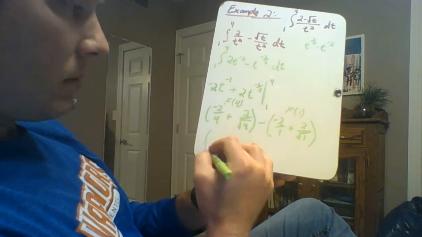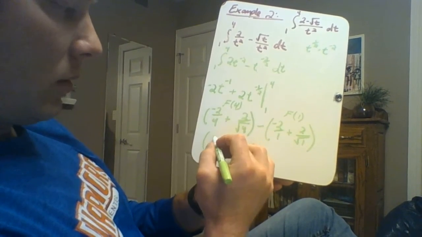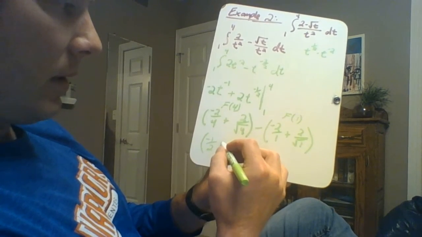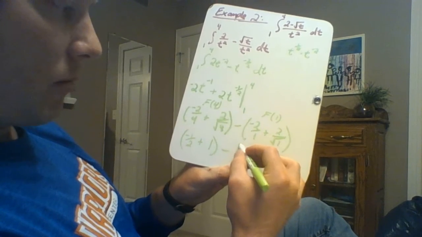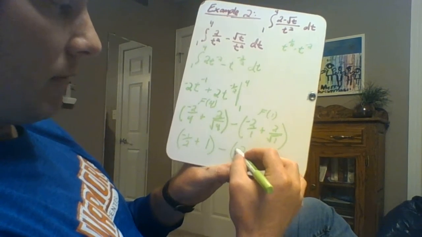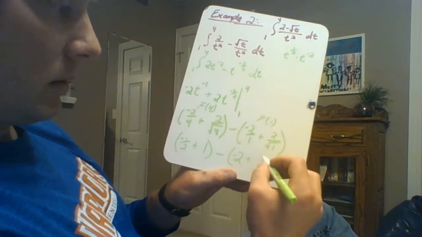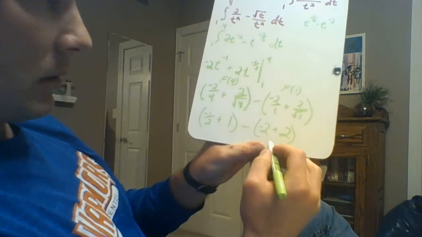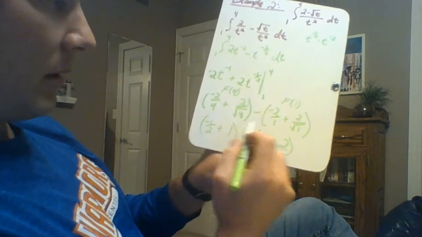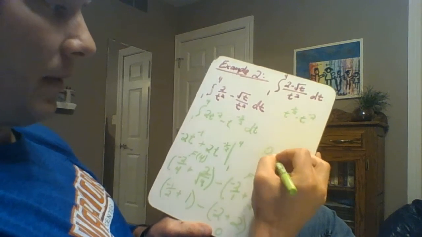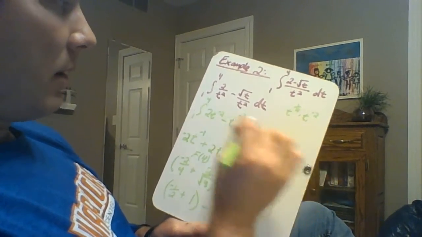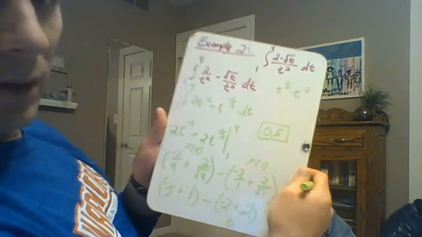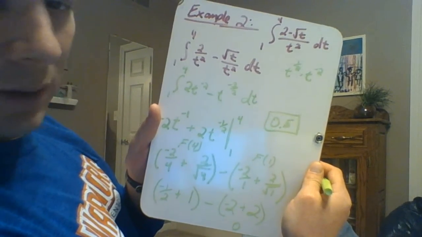So here we have negative 1/2 plus 1 minus negative 2 plus 2. Well, that's 0. Negative 1/2 plus 1 is 0.5. 0.5 is the area under that curve from 1 to 4. We have just evaluated that definite integral. Okay, let's check our calculator again.